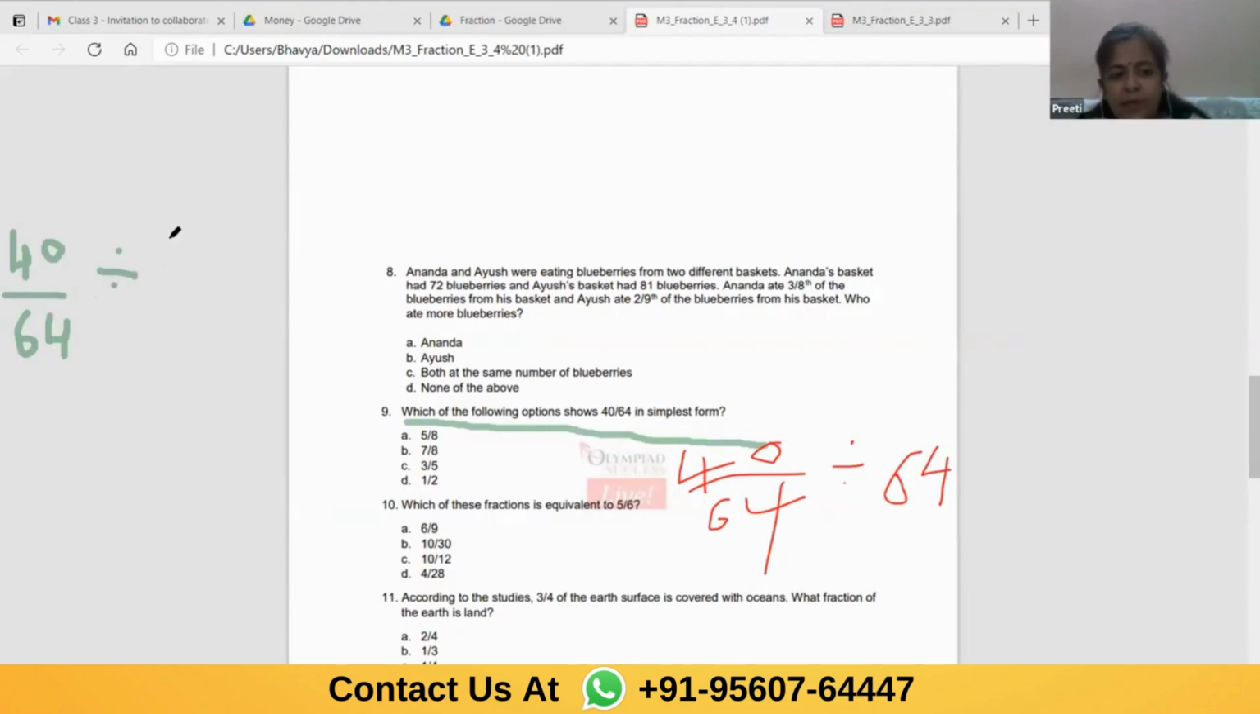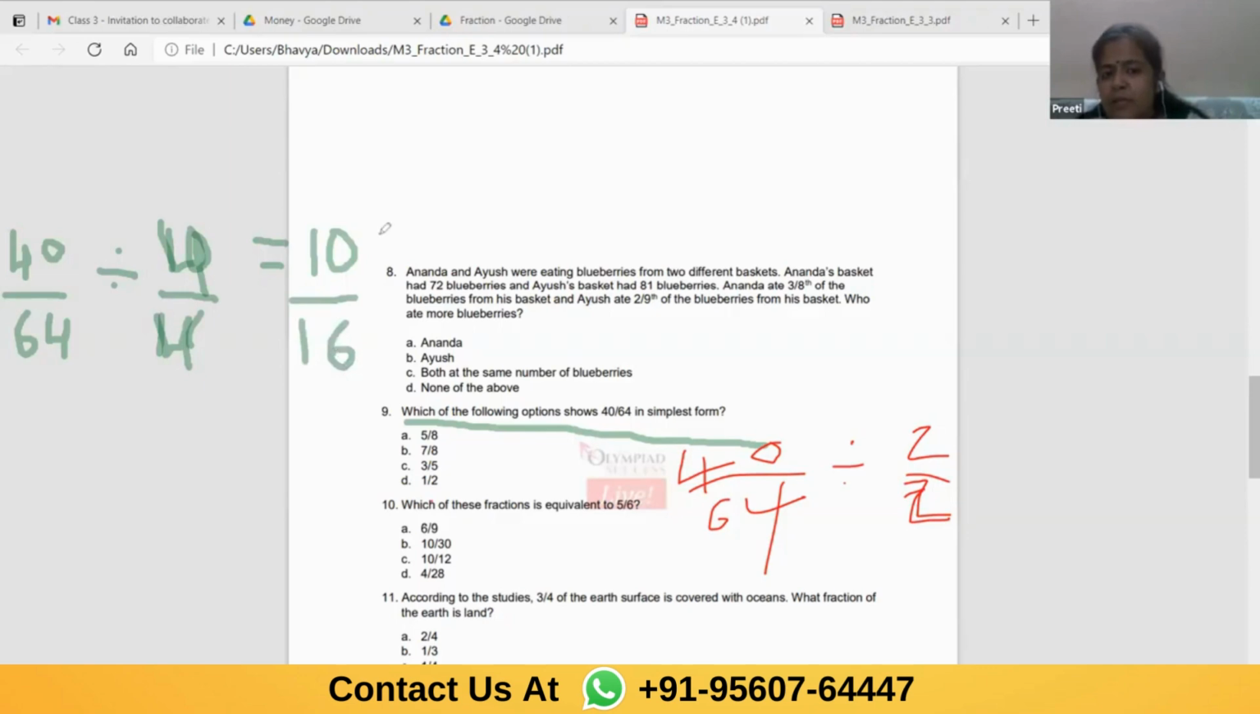So 40 and 64, they both come in the table of 4. 40 divided by 4 is 10, and 64 divided by 4 is 16. And then I will reduce it further. I can divide them by 2 again, and I will get 5 by 8 as the simplest form. Simplest form is the form wherein you can't reduce the fraction anymore.